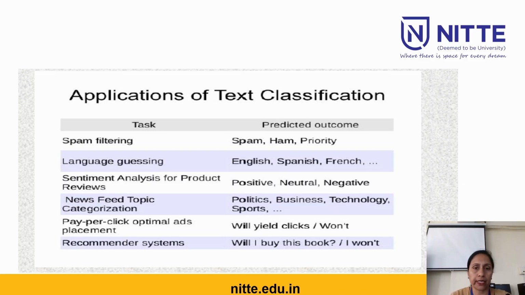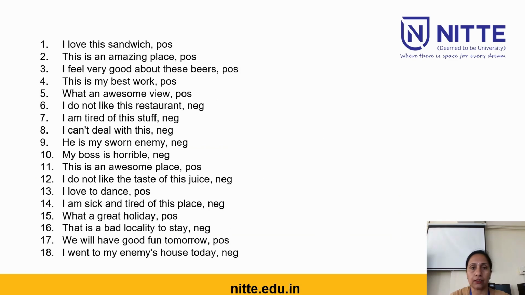Some examples of text classification: considering what type of mail it is, whether it is a spam mail or a ham mail, or maybe a priority mail which is top priority, or what type of language it is. Given a document, what language is it in, maybe English, French, or Spanish. Or given a document, what is the sentiment within that document. Or what type of document it is, whether it belongs to politics, business, technology, or something like that. So these are some examples of text classification.